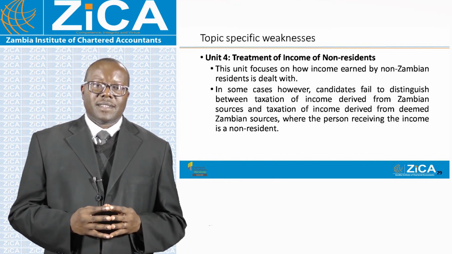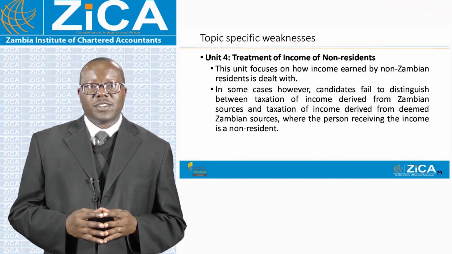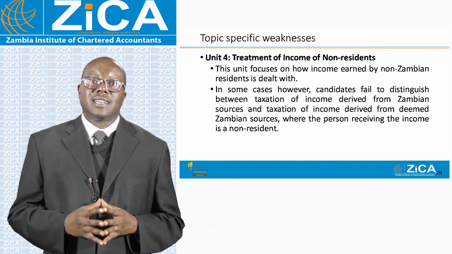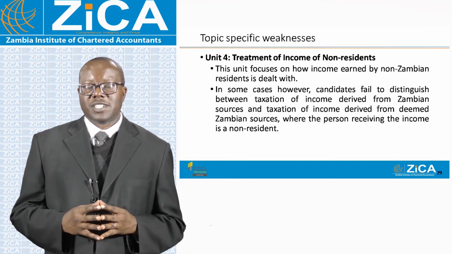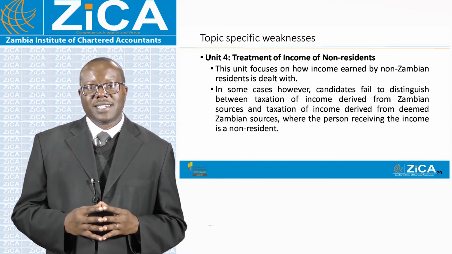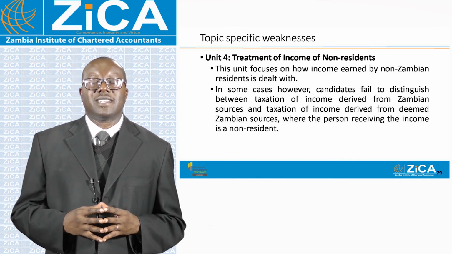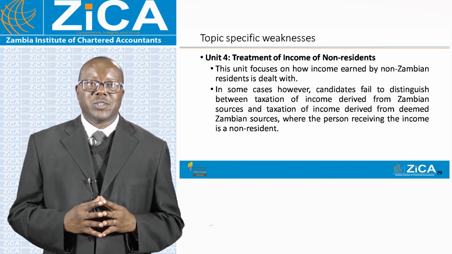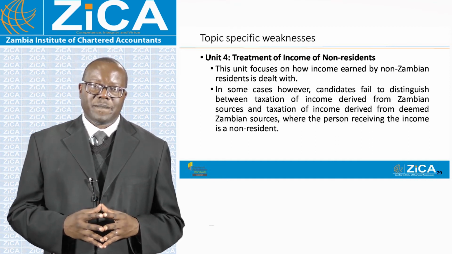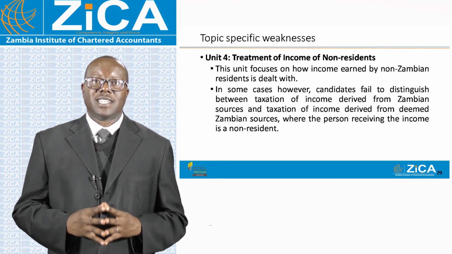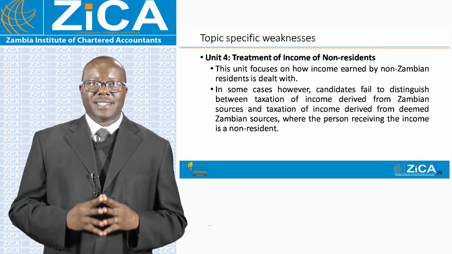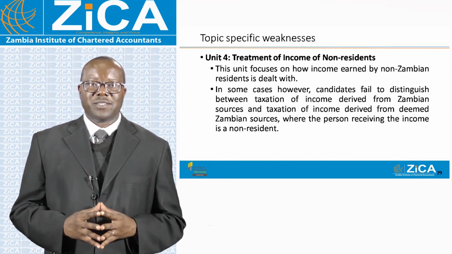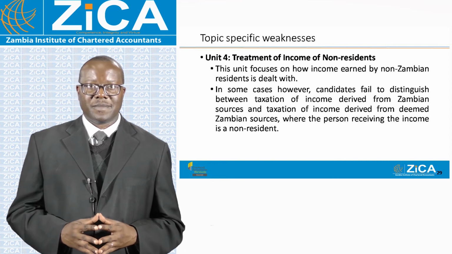In some cases, candidates fail to distinguish between taxation of income derived from Zambian sources and taxation of income derived from deemed Zambian sources, where the person receiving the income is a non-resident. And this is the only weakness. Where the person receiving the income is a non-resident, that person will only be subjected to Zambian tax on the income if it has a source in Zambia.